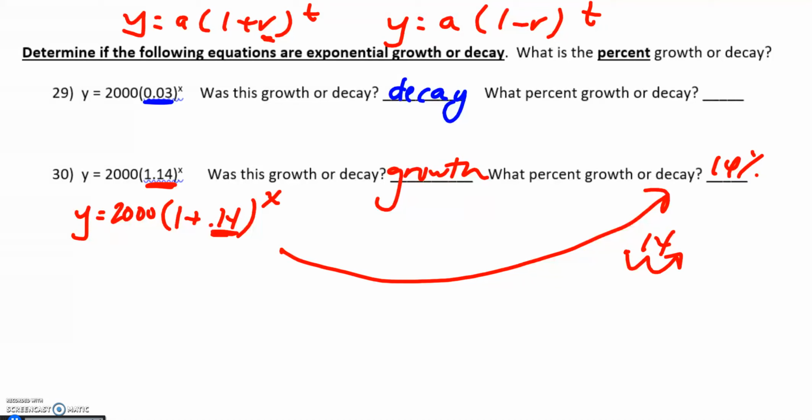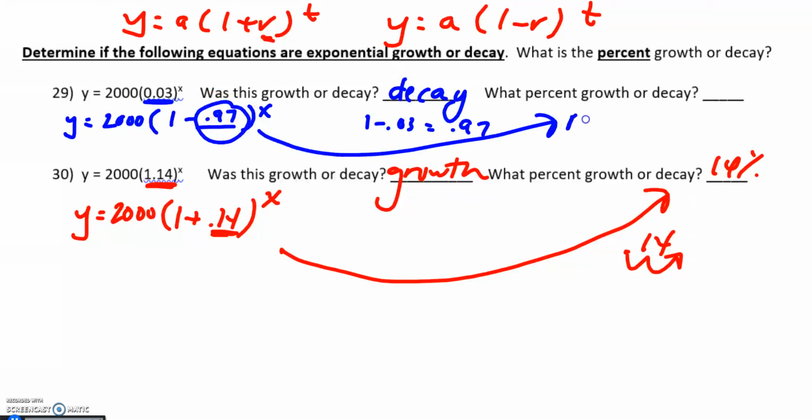The decay equation, however, you would like it to look something like 2,000 times 1 minus something to the x to give you the 0.03. So in my calculator, if I take 1 minus 0.03, I get 0.97. So it would make sense that 1 minus 0.97 is 0.03. So that means that this is my r value. R is 0.97, which means that my rate of decay is 97%.